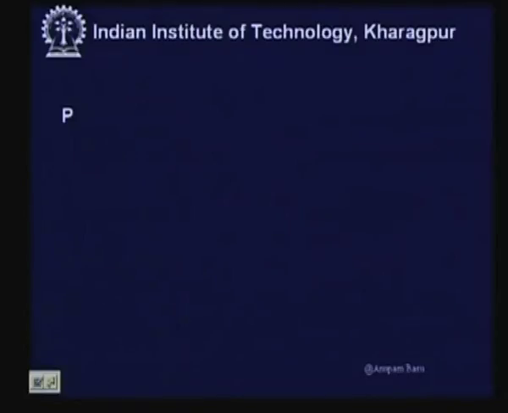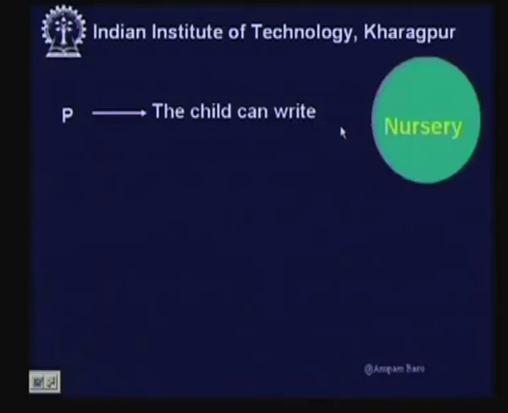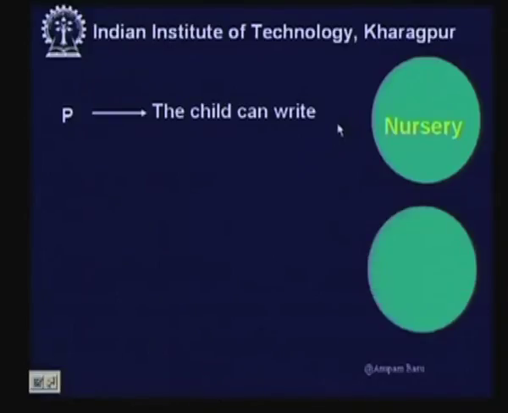For example, let us start with a proposition P, and suppose that proposition means a child can write. That is a proposition. So, this proposition P is a label for the child can write, and suppose here we have got a world nursery, and there is another world class 2. Now, what is the truth value of this statement, the child can write?